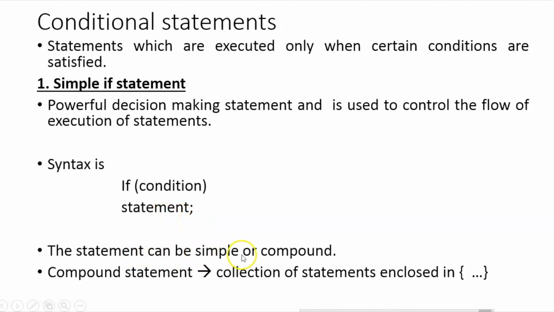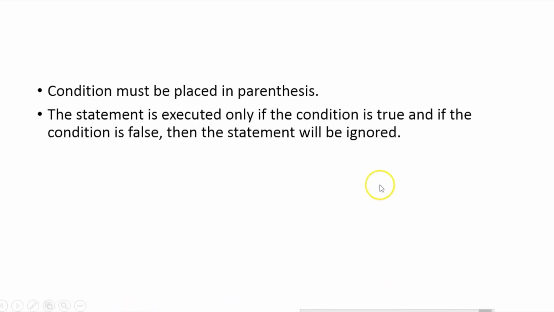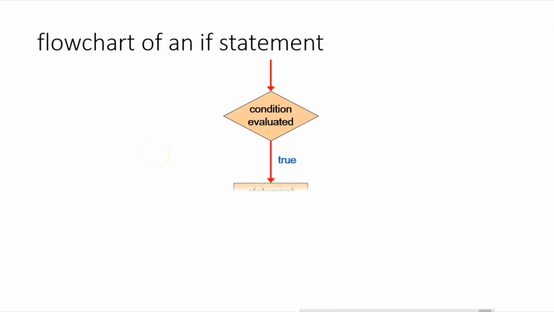The statement can be either a simple statement or a compound statement. A compound statement is a collection of statements enclosed within opening and closing braces. The condition must be placed in parentheses, and the statement is executed only if the condition is true, and if the condition is false, then the statement will be ignored. The figure shows the flowchart of a simple if statement. Here initially the condition is evaluated, and if the condition is true, then the statement will be executed. If the condition is false, then the statement will be skipped.